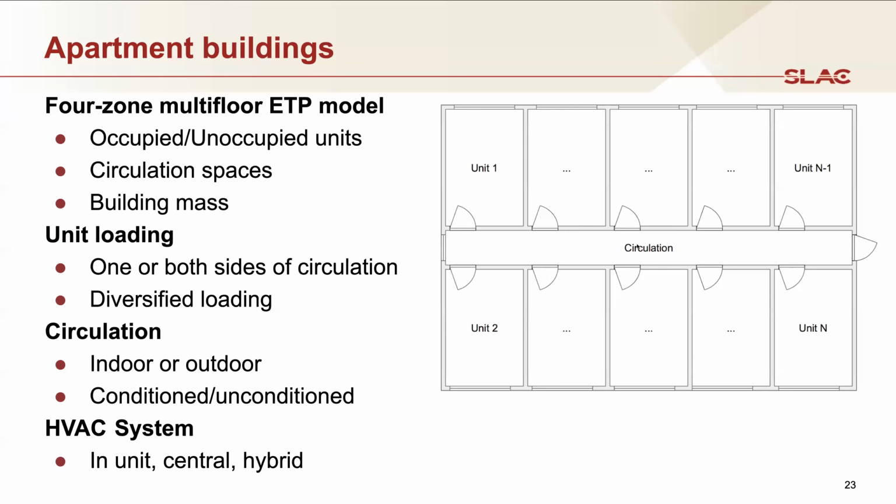And then the last thing to consider is that the circulation space may be conditioned or it may be unconditioned. So if it's an indoor circulation, it might have its own HVAC and ventilation, or it might not. So that is also a consideration. And then finally, the heating and cooling systems may be entirely inside the units. They may be entirely central, or they may be some mixture of the two. And so the apartment building model will handle all of those possible arrangements.